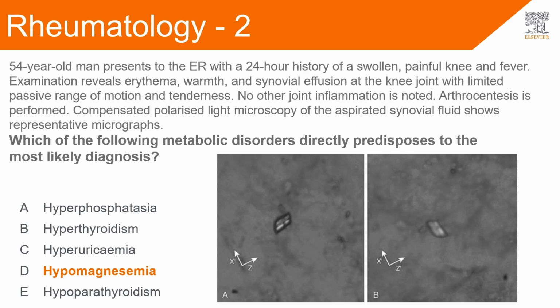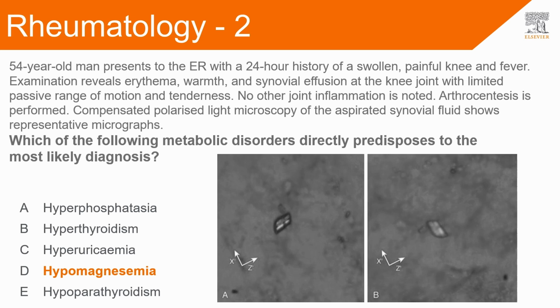Now, what about the actual condition then? Based on the rhomboid shape in the microscopy and the differential diagnosis in the clinical vignette, it is likely to be pseudogout, which is calcium pyrophosphate dihydrate crystal deposition, okay? Because of the monoarticular pain that's acute, that's swelling. What about in terms of the options here? Option A is hyperphosphatasia. Hyperphosphatasia means there's an increase in alkaline phosphatase levels. That does not directly predispose to pseudogout, because it is low levels, hypophosphatasia, that does.